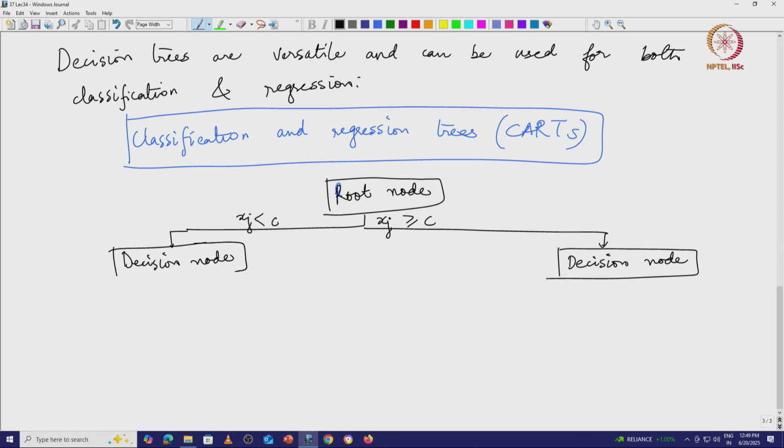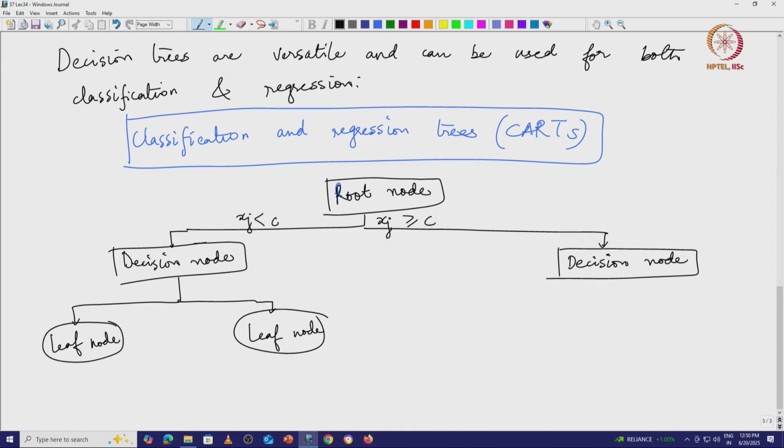These decision nodes can finally lead to leaf nodes where a prediction is made. And decision nodes can be followed either by a leaf node or by a decision node.